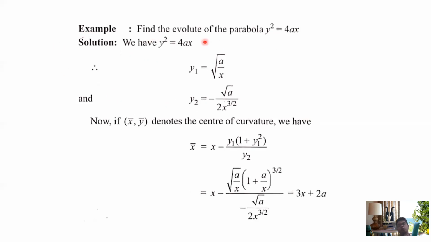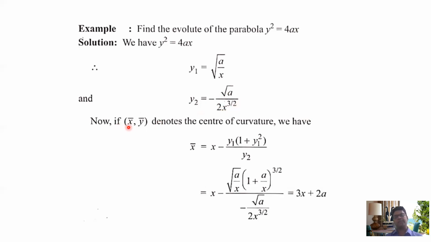Find the evolute of the parabola y square is equal to 4ax. Try to understand. So we have y square is equal to 4ax. What is y1? y1 means the derivative of y with respect to x. y1 is equal to root under a by x. y2 is equal to minus root a by 2 x to the power 3 by 2.